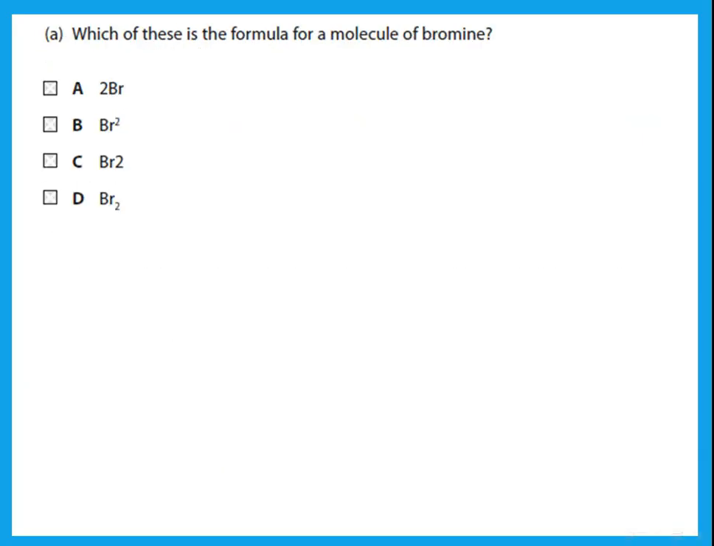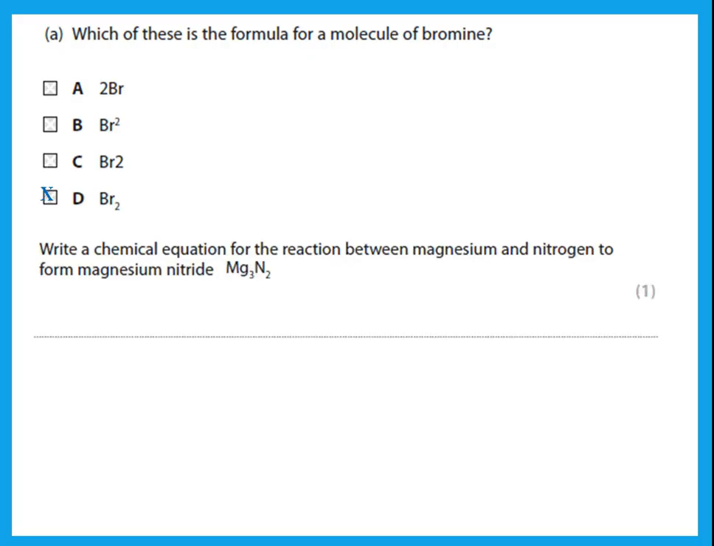Which of these is the formula of the molecule of bromine? Remember that we said bromine is diatomic. Diatomic means the molecule is made up of 2 atoms, and this is how you write it. Br2, so your answer is D.